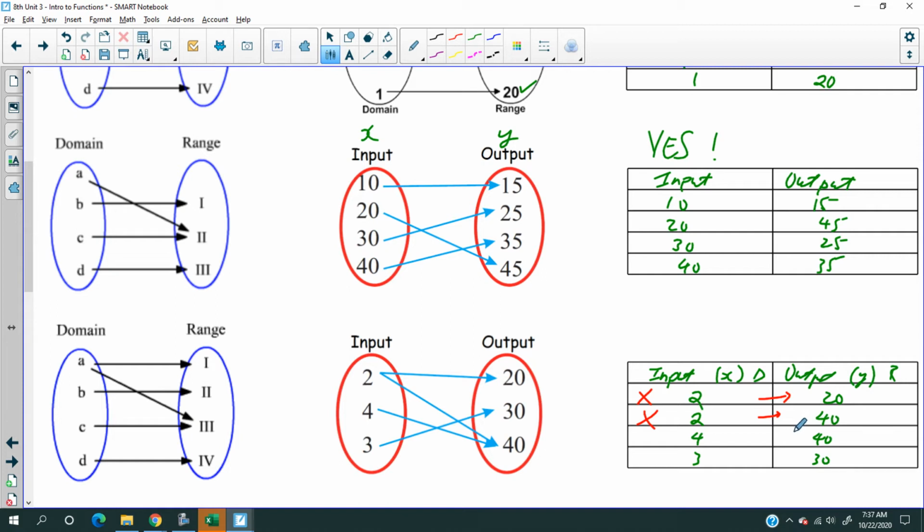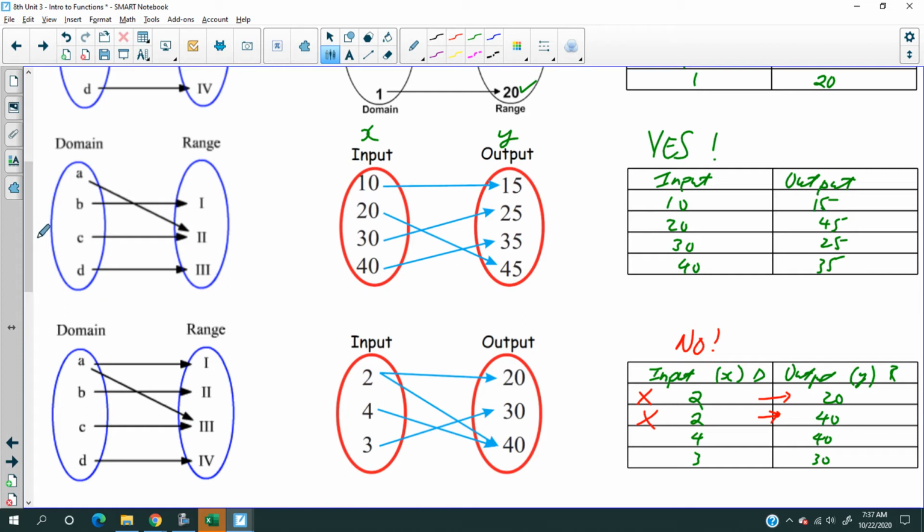And in math, unpredictability is not good, because you have a certain set of expectations. When you do something, you expect a very specific set of results. And this doesn't meet that criteria. So no, this is not a function, okay?